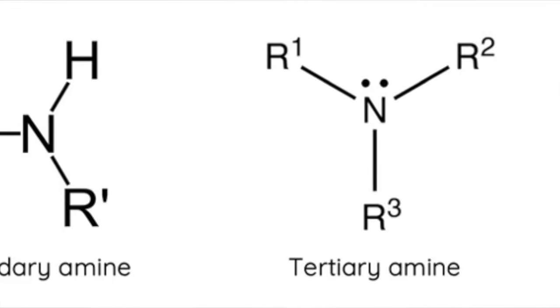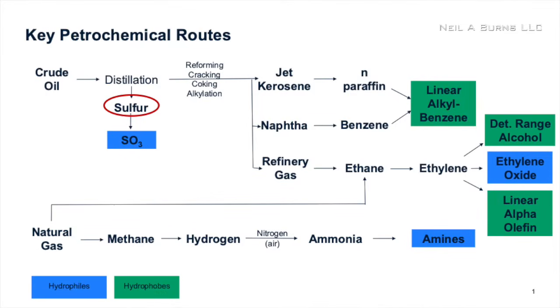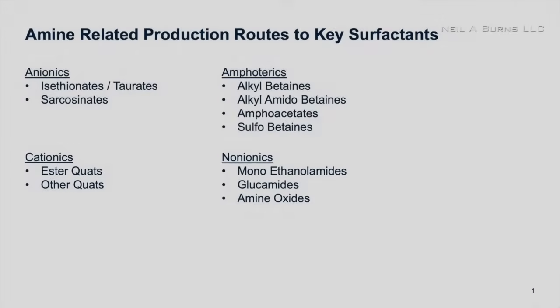Amines are organic compounds containing a nitrogen atom bonded to one or more alkyl or aryl groups. They're derived from ammonia by replacing one or more of the hydrogen atoms. Here's a slide showing them in context with other petrochemical routes to major surfactant intermediates. I'm going to play you a slideshow here that'll take you through all of the products built on amines.